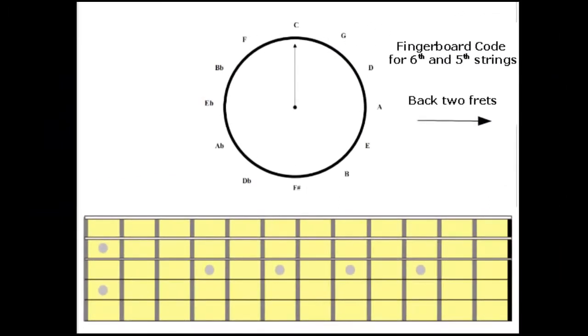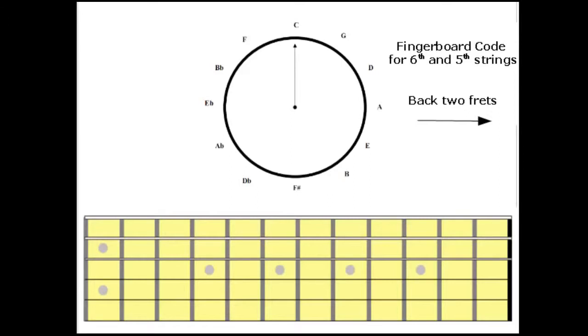Our next project is to learn our first fingerboard code, and the fingerboard code we're going to learn in this session is for string 6 and string 5. Fingerboard codes are a way of looking at the guitar, a way of unlocking the fingerboard and finding solutions for musical problems.